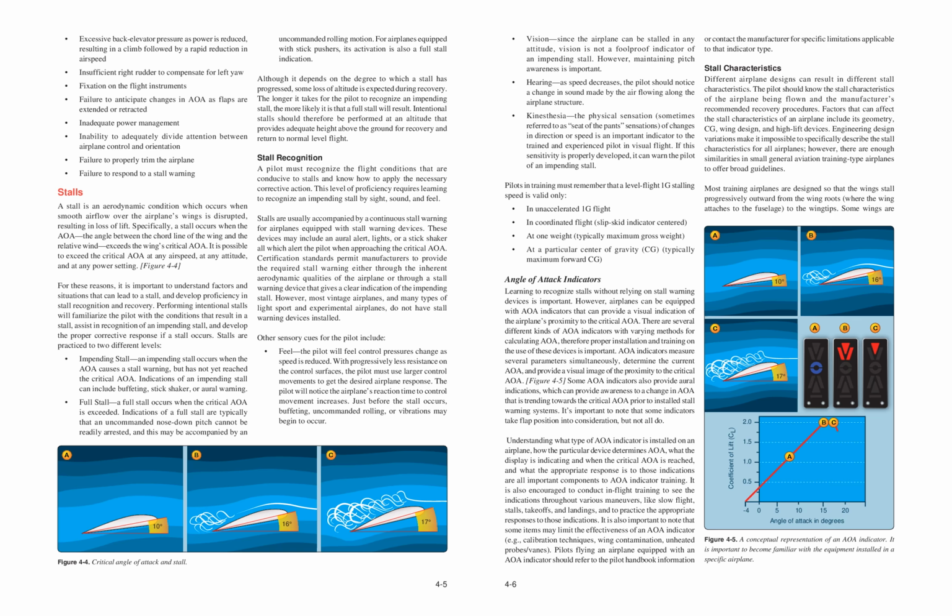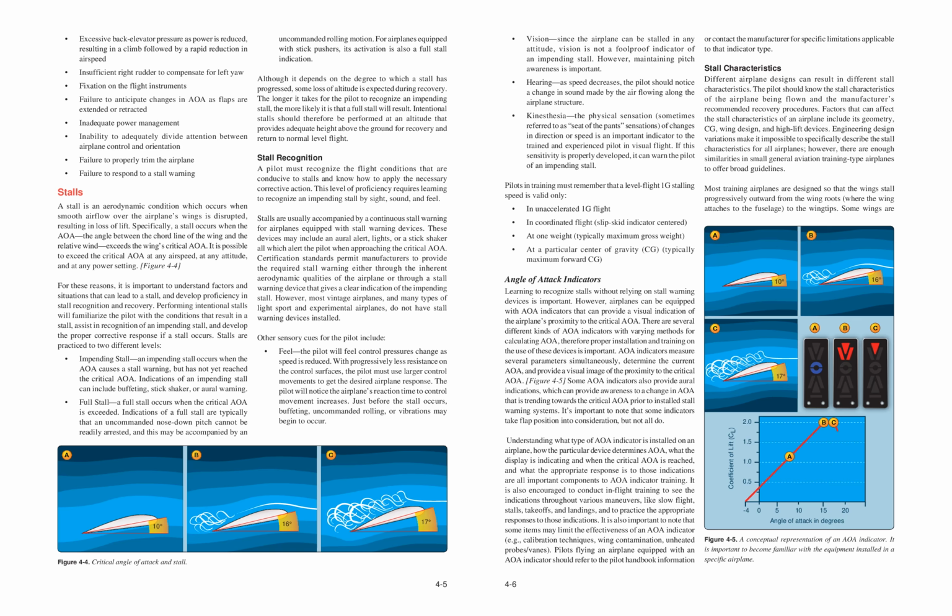AOA indicators measure several parameters simultaneously, determine the current AOA, and provide a visual image of the proximity to the critical AOA. Figure 4.5. Some AOA indicators also provide aural indications, which can provide awareness to a change in AOA that is trending towards the critical AOA prior to installed stall warning systems. It's important to note that some indicators take flap position into consideration, but not all do.